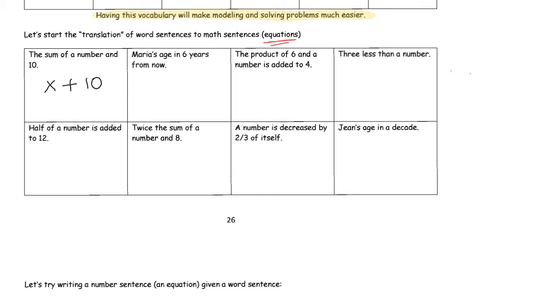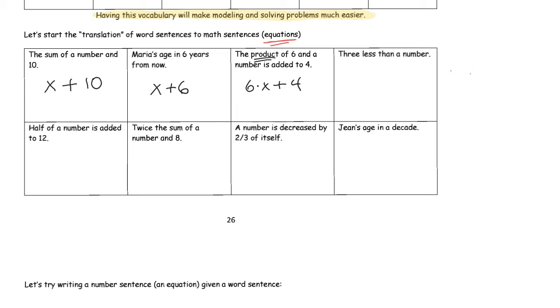Maria's age 6 years from now. So 6 years from now, we're going to add 6 years to that. I don't know what Maria's age is, so let's call it x. We're going to add 6 to that. The product of, okay, here we go. Product means we're going to multiply something together, of 6 and a number. So 6 and a number are multiplied together, is added to 4. So 6 times x plus 4.